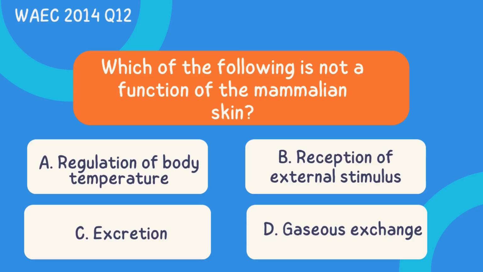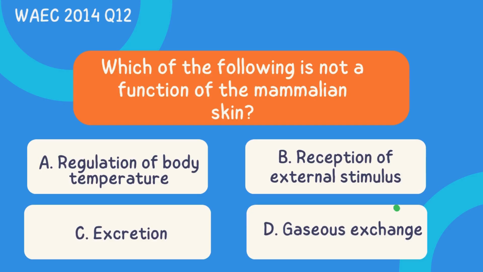Option D, which is also wrong, is panting and vasodilation. Now, vasodilation is correct because it helps to lose heat, but panting is wrong because panting produces more heat, which will add to the temperature of the body.